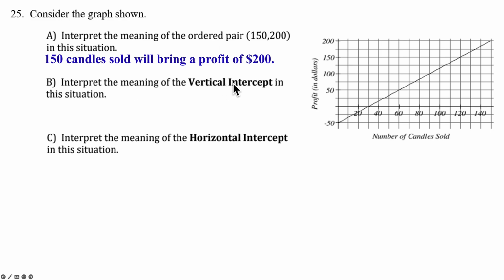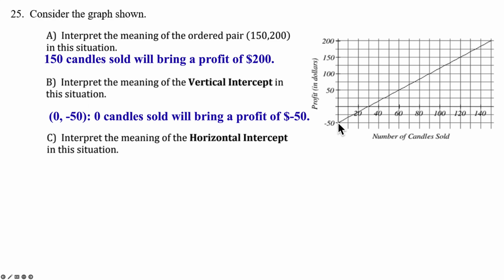Interpret the meaning of the vertical intercept. That's right here, 0, negative 50. So 0 candles sold means we have a profit of a negative $50. That would be our initial cost for purchasing materials to build these candles. Interpret the horizontal intercept, which is right here, 30, 0. So once you make 30 candles, my profit is at 0. I'm at the break-even point.